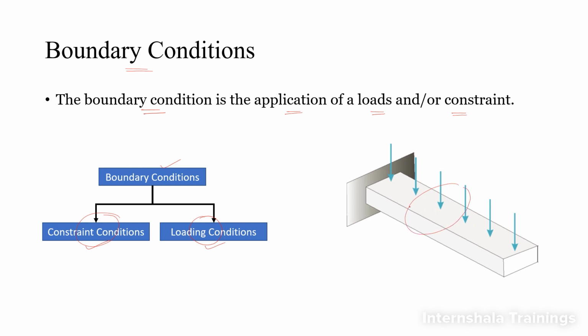See, for example, here we are going to apply the constraint condition, and to simulate this particular force, we are going to use a loading condition, right? So this is what are known as boundary conditions. Simply constraining conditions and loading conditions, and using boundary conditions we will try to simulate the environment in which the object is going to operate or stay in.